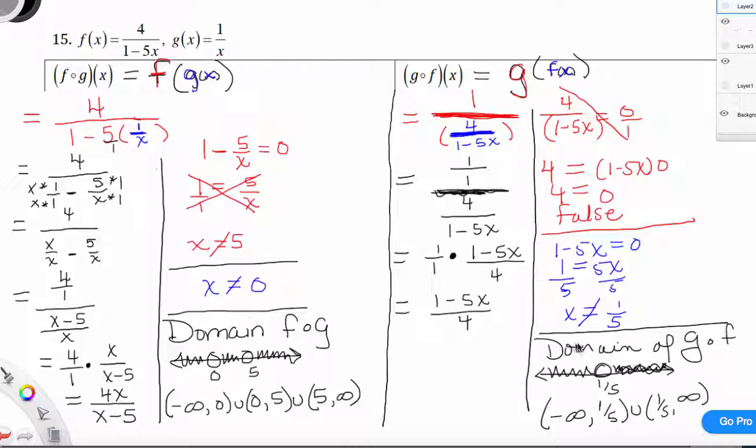And I just want to say one more thing. Make sure when you are finding the domain of your composite function, you're really just looking at the original function that you substituted into before you simplify everything. You do have to simplify everything and clean it up, but when you're finding the domain, you are inspecting the unsimplified function that you first plugged into.